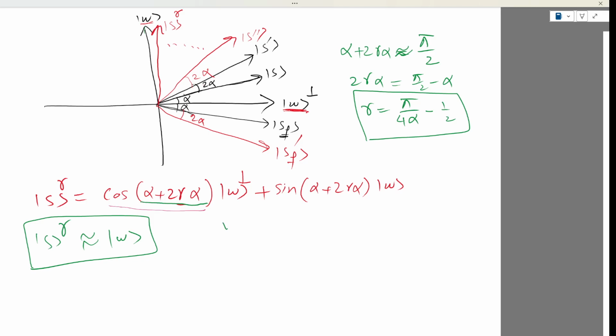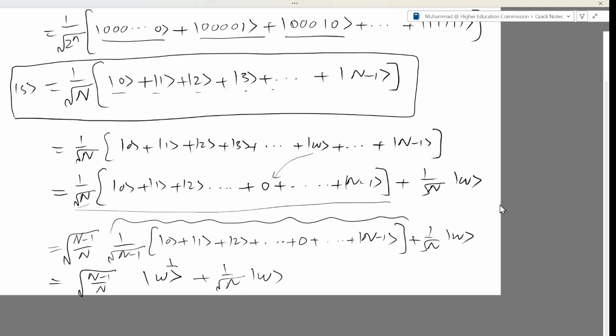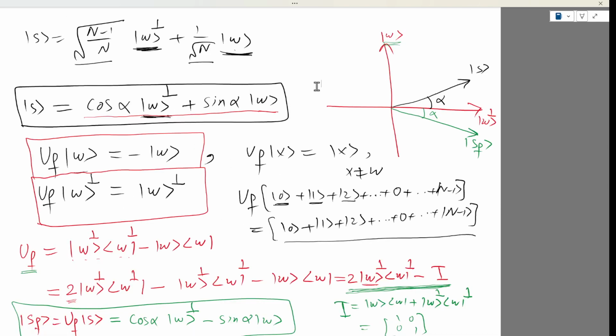And when n is large, and by the way, I didn't specify what α is. α, if you recall from the very first appearance of α, came here. So this was where α was defined. So cosine α is this and sine α is this. So sine α is equal to 1 over square root of n.